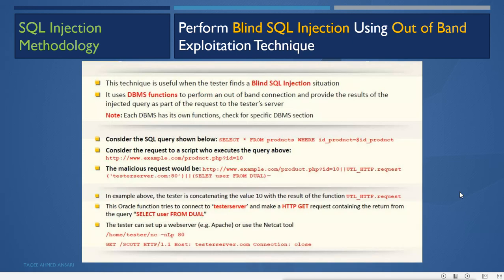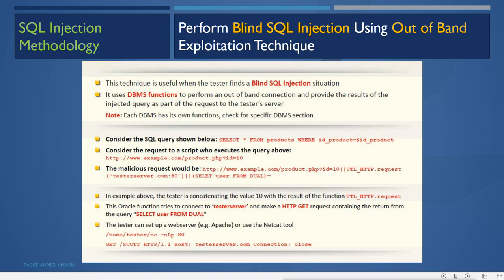So for performing blind SQL injection, there is one more technique, which is called the out of band exploitation technique. This technique is useful when the tester finds a blind SQL injection situation, and it uses the database management service functions to perform an out of band connection and provide the result of the injected query as part of the request to the tester's server. Each database management service has its own functions, so you should check the database section for every database because they have their own specific functions.